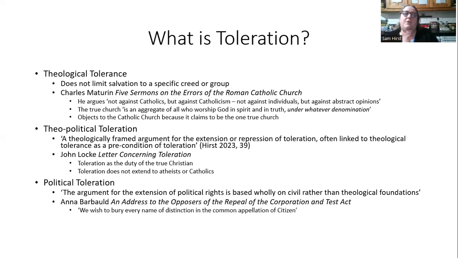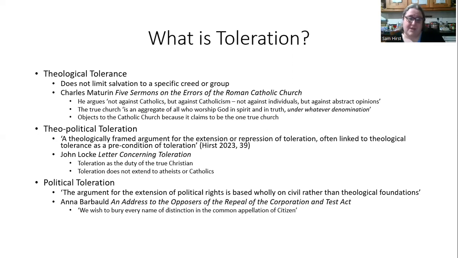The last group, which we find occurring particularly among Unitarians and rational dissenters, is political toleration, which is the argument for the extension of political rights based wholly on civil rather than theological foundations. Anna Barbauld is a good example of this. In her address to the opposers of the repeal of the Corporation and Test Act, she says, "We wish to bury every name of distinction in the common appellation of citizen."